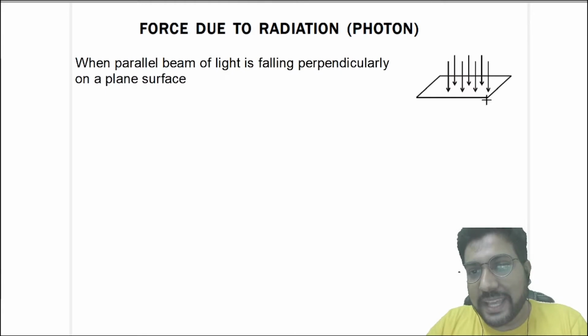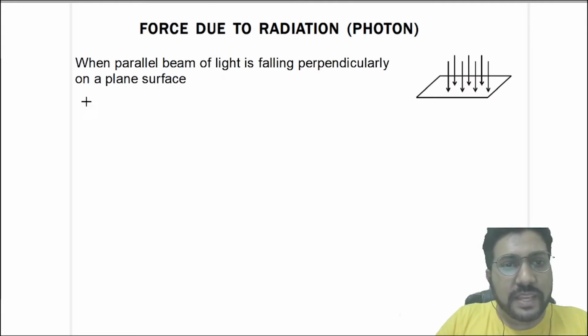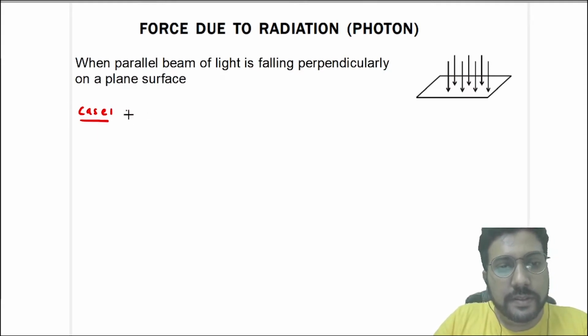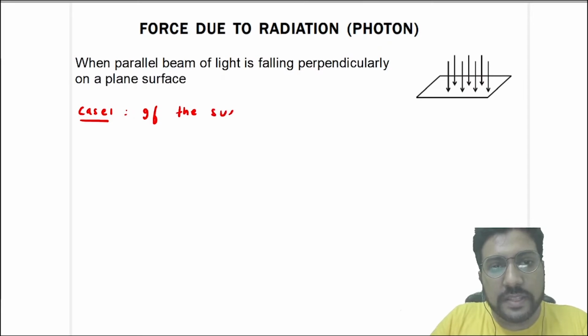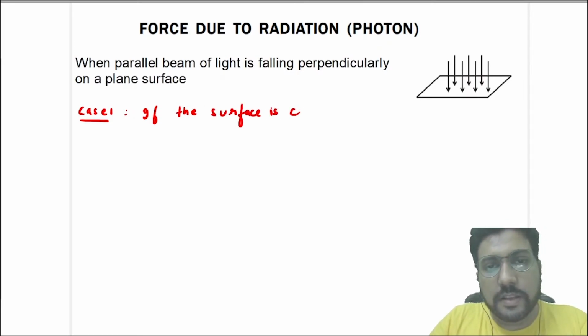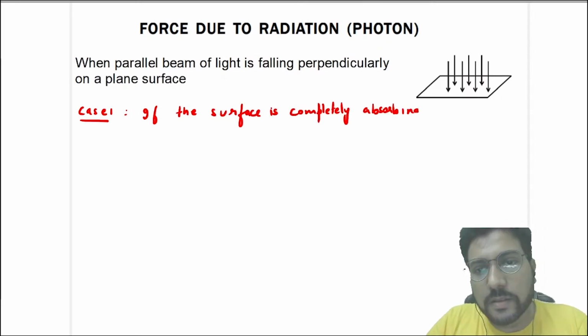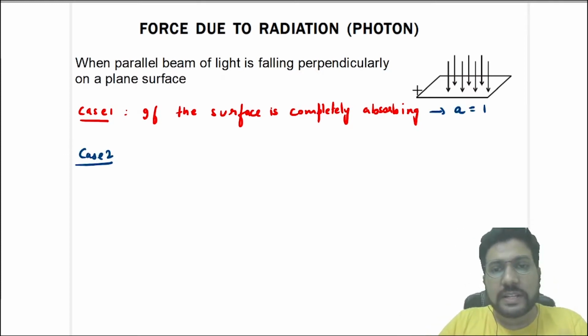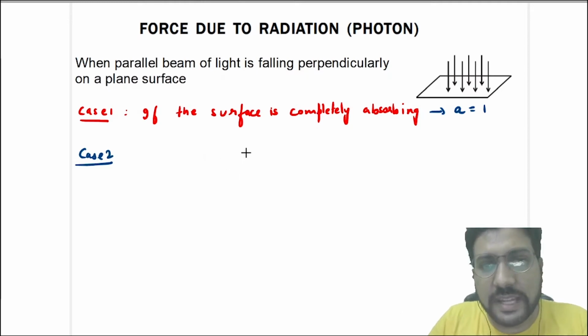So this is a plane surface and a parallel beam of light is falling on the plane surface. Here we will divide it into 2 or 3 cases. Case 1, if the surface is completely absorbing, that means the absorptive coefficient is 1. So it is absorbing all the radiation that is falling on it.